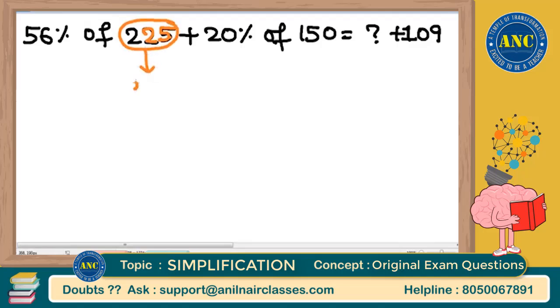225 into 2 is 450. 450 into 2 is 900. 56 divided by 4 is 14 percentage of 900. This is how I want my student to solve.